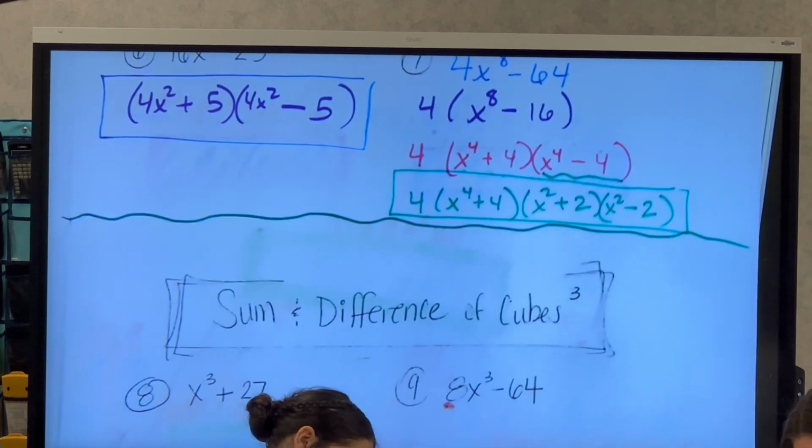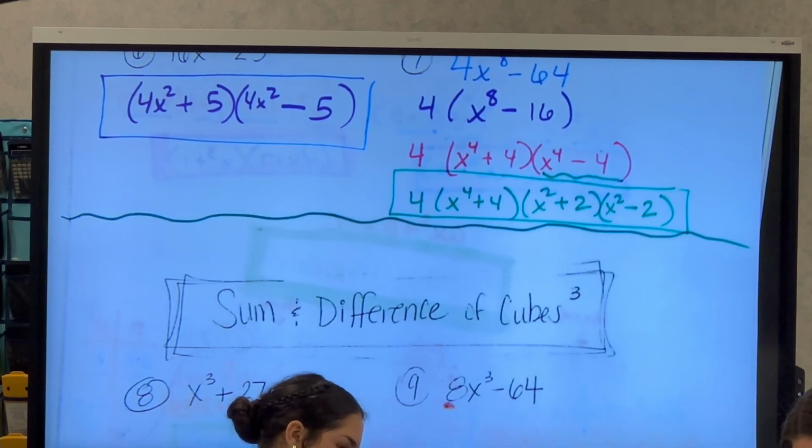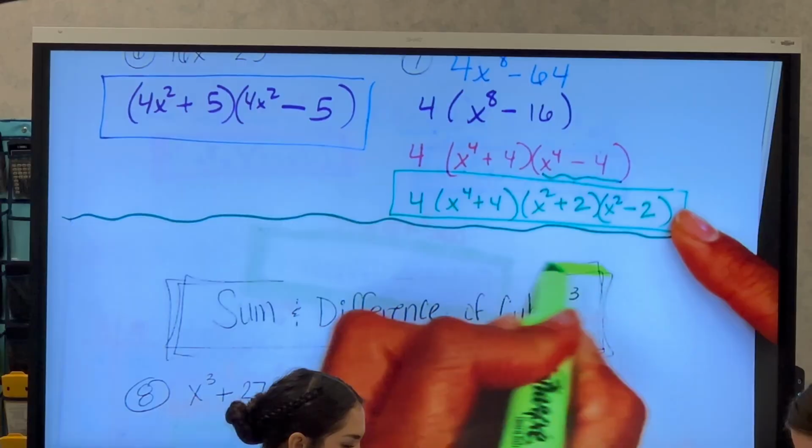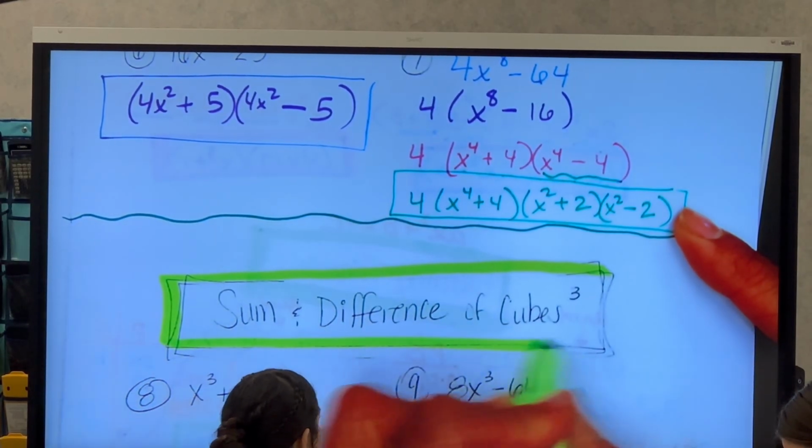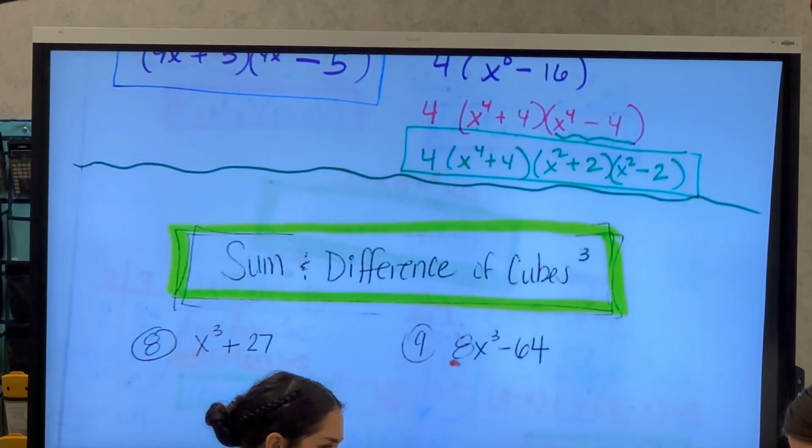All right. This next section, the last section, is sums and differences of cubes. This is purely Math 3. This is a concept you have not seen before unless you've taken this class before, which I don't think anyone in here has. So this is brand new for you.